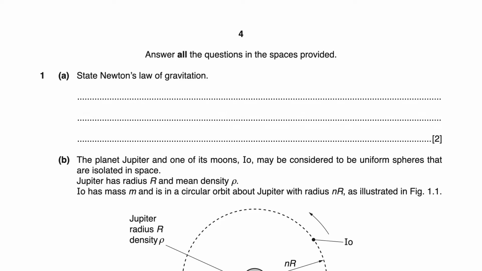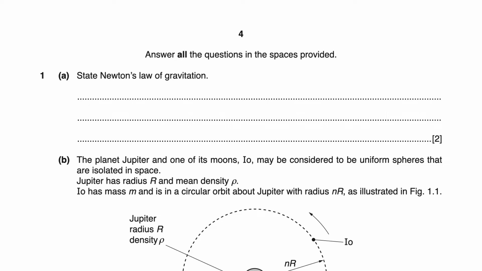So the first question is: state Newton's law of gravitation. We know Newton's law of gravitation. This has 2 marks, so we have to give 2 points. What are the 2 points? First, maybe you can try to give the equation, or we can state it in words about the force and about the distance. So 2 points.